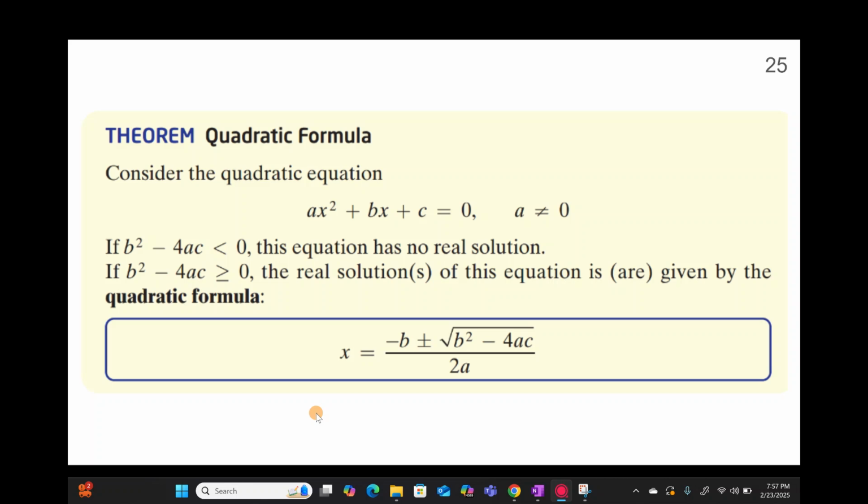then the real solutions to this equation are given by the quadratic formula, which is x equals opposite b plus or minus square root of b squared minus 4ac all over 2a. This part that's underneath the square root is called the discriminant, and it is important because it tells you the nature of the roots of whatever quadratic equation you are dealing with.